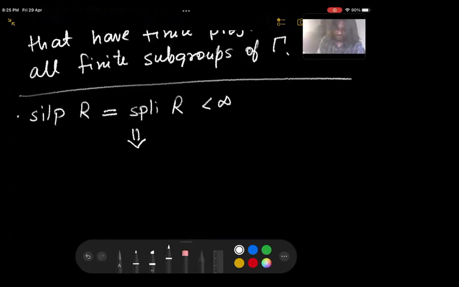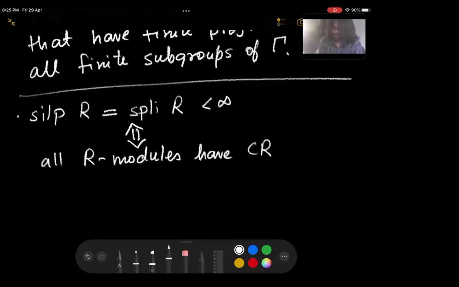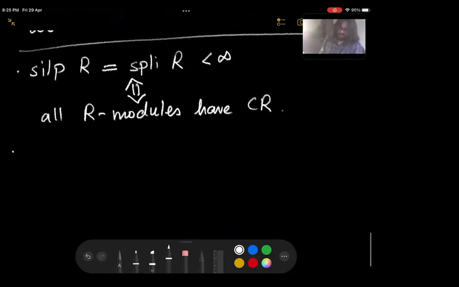So some usefulness, well, it is known that if Silp and Spli are both finite, then, and only then, if and only if, all R modules have complete resolutions. I've already talked about what complete resolutions mean. Then for a long time, this was the best known result that we had.